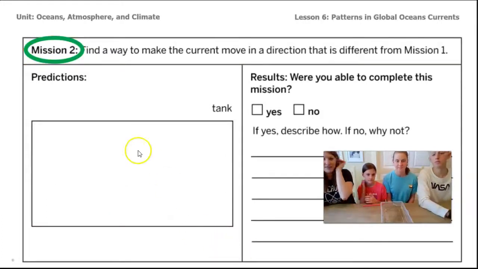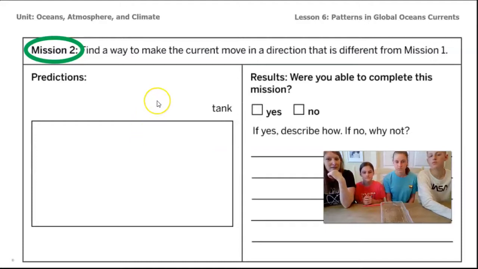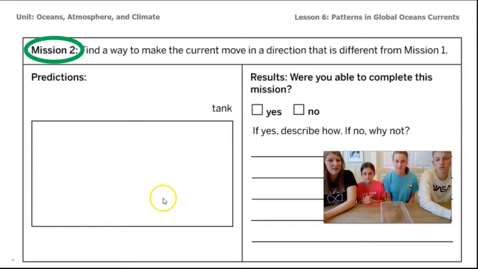So with mission 2, we need to find a way to make the current move in a direction that's different from mission 1, so not in a gyre. So let's see if we can get an ocean current to form in a way that's not a gyre. And what's your prediction? How do you think you'll need to blow in this tank to get something that's not a gyre? Blow straight down. Okay, yeah, let's give it a go.